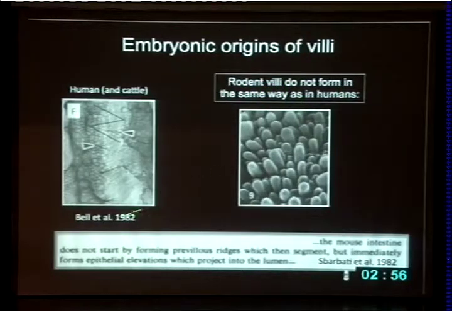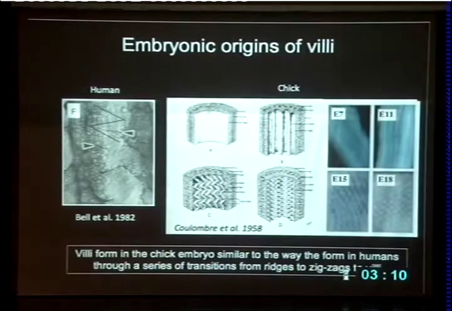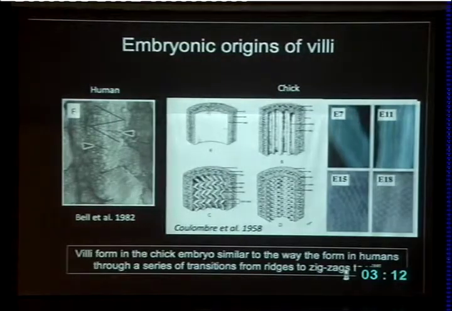So, this is taken from a paper in 1982: the mouse intestine does not start by forming previllus ridges that segment. So if you want to understand how this occurs in humans, the rodent's actually a lousy model. The chick, in contrast, is a very good model, and we do a lot of our work in the chick embryo. These are pictures from a 1958 publication. These are from our laboratory.